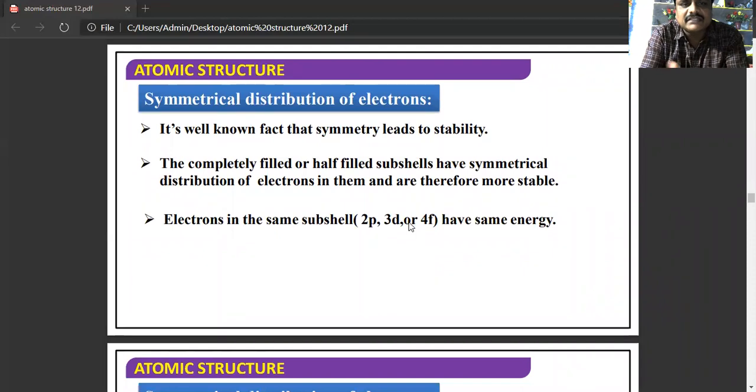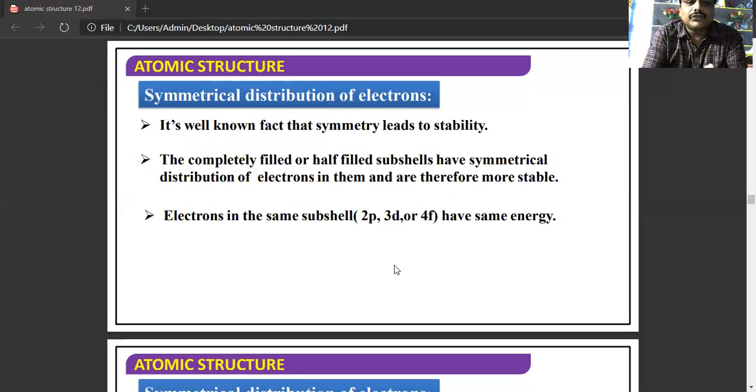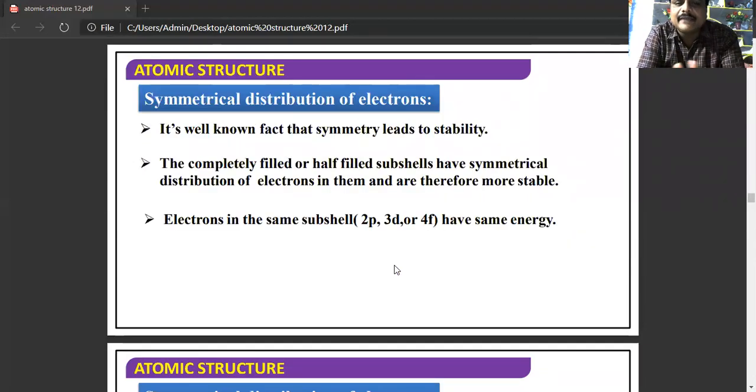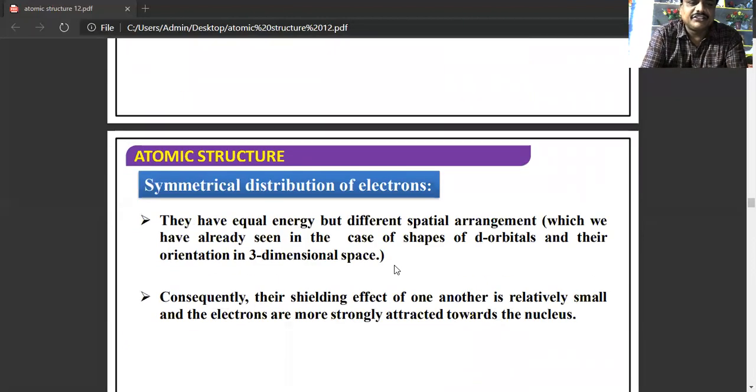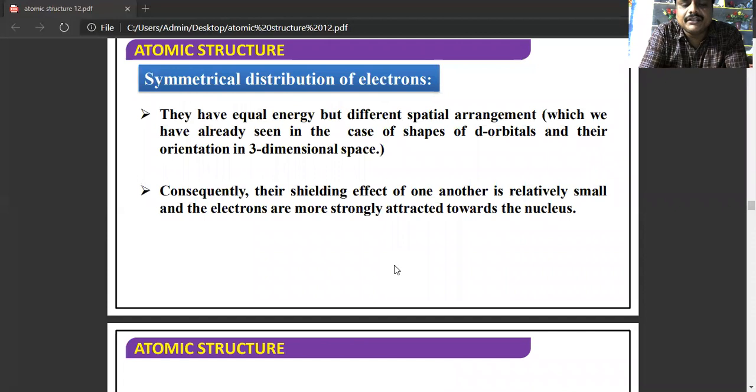Next, we'll discuss the symmetrical distribution of electrons. We know that symmetry always leads to the stability of matter. So completely filled or half-filled orbitals have a symmetrical distribution of electrons, and they are more stable than incompletely filled orbitals, which are not symmetric. The electrons in the same subshell have the same energy, but they have different spatial arrangements. So their shielding effect on one another is relatively small and the electrons are more strongly attracted towards the nucleus.